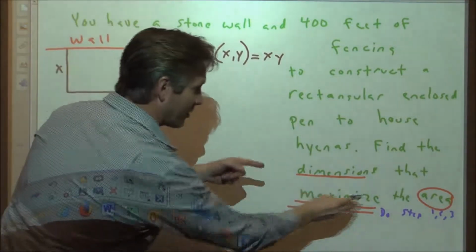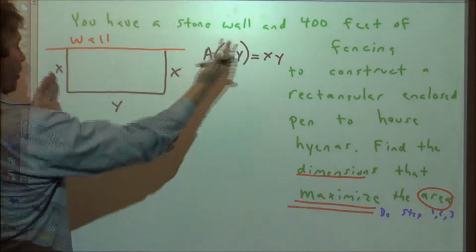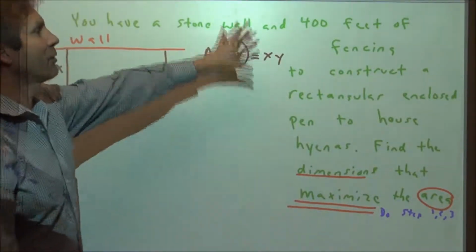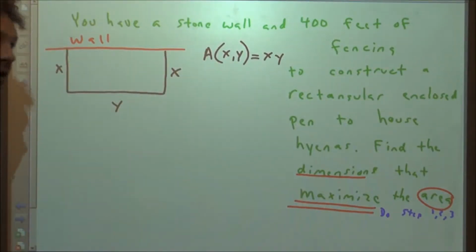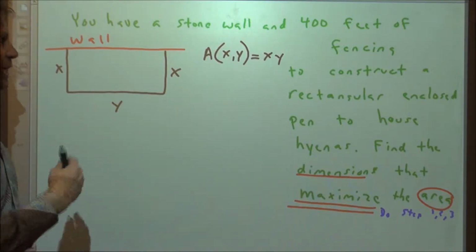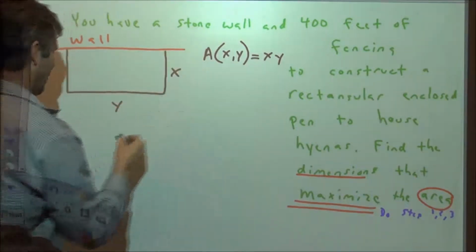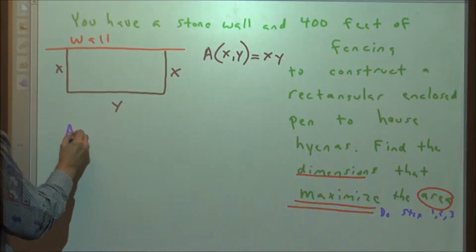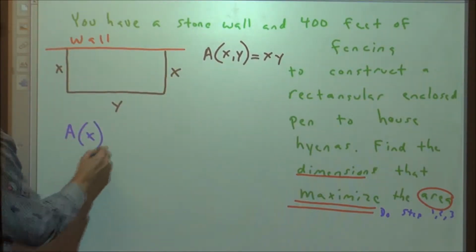Step 1, maximize the area. Step 2, draw a diagram and make sure it matches up with our function. And I don't care that we've used 2 different variables. Now we go to step 3. Now's where we need to get this function down to just 1 variable. So we need it to be a function of just x.